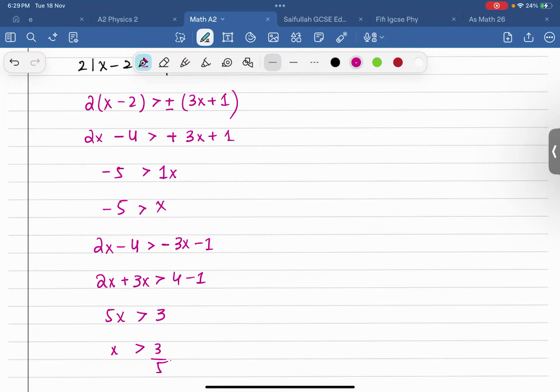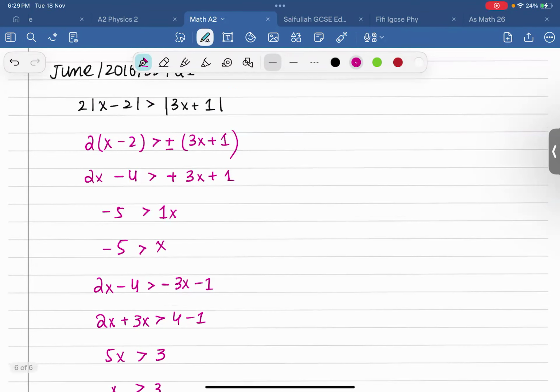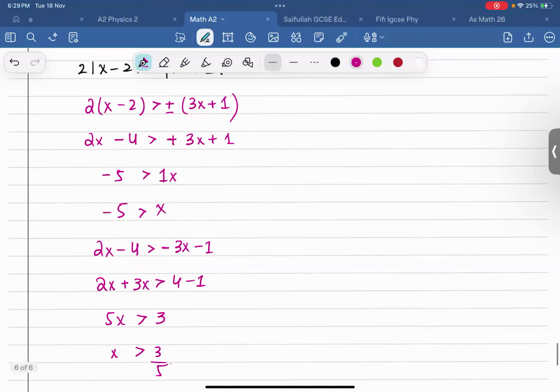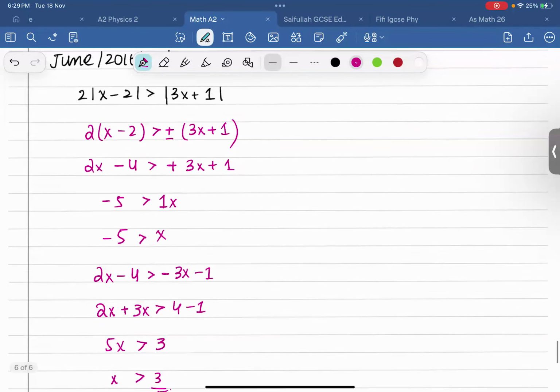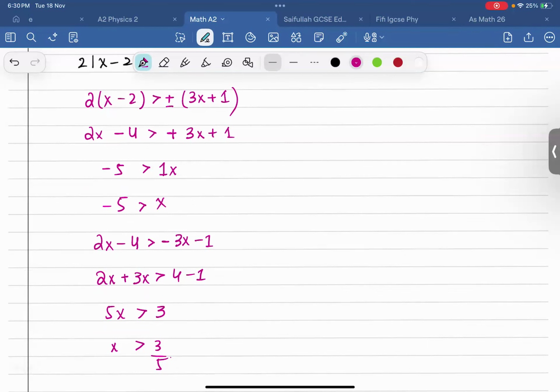So now you have two options. You can do one thing, and that is you just start putting the values in x and find out which values follow the inequality, and you'll make the range and answer the question. One of the values is negative 5 and the other value is greater than 3 upon 5.